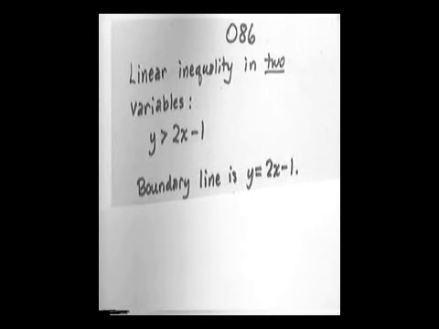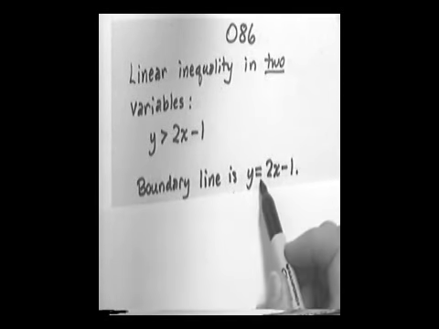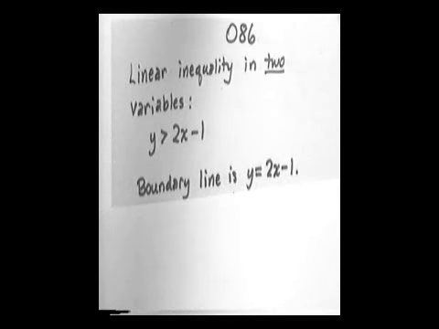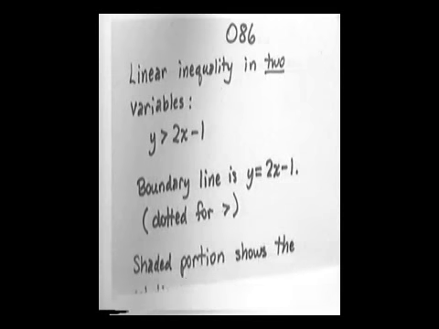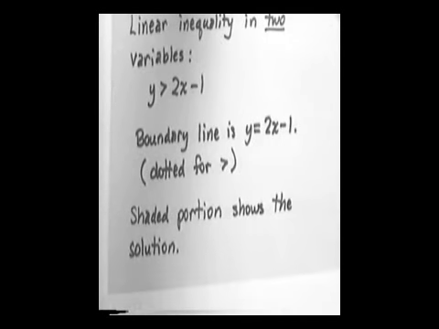Notice that the boundary is found by replacing the inequality symbol with an equals mark. Now our boundary will be a line rather than a point. The line will be dotted for greater than. The dotted line is rather like the open point. And the shaded portion, whatever that looks like, we'll see in just a few moments, shows the solution.